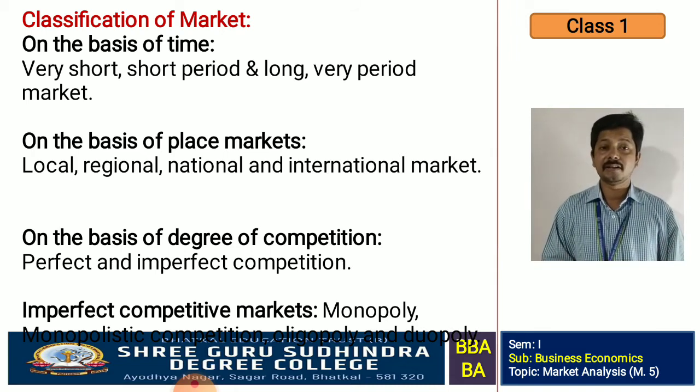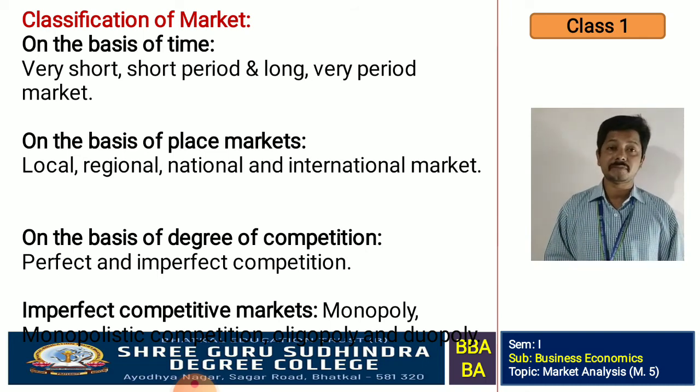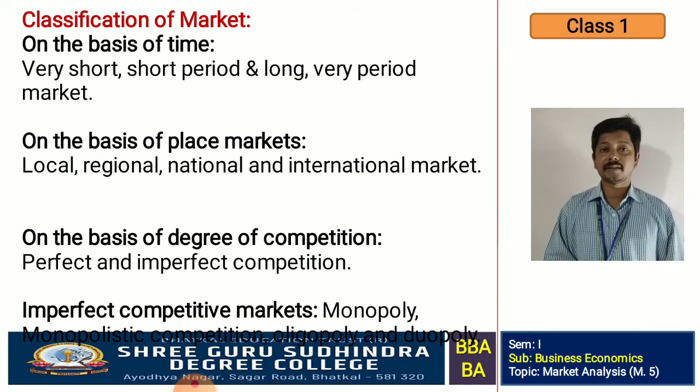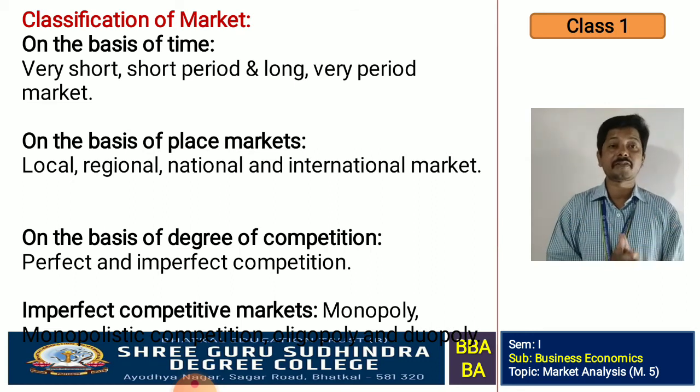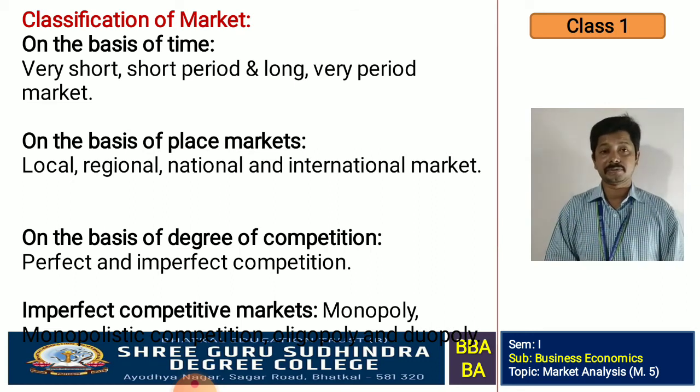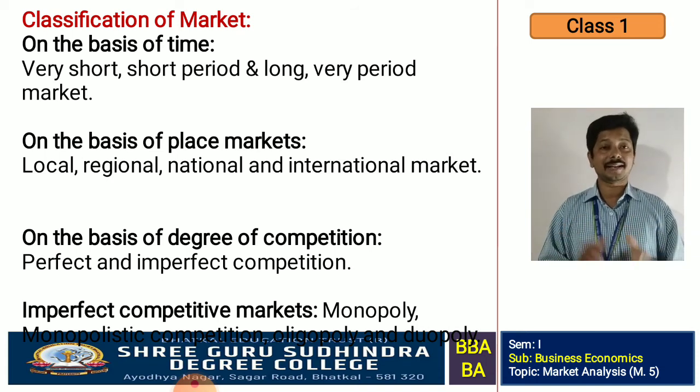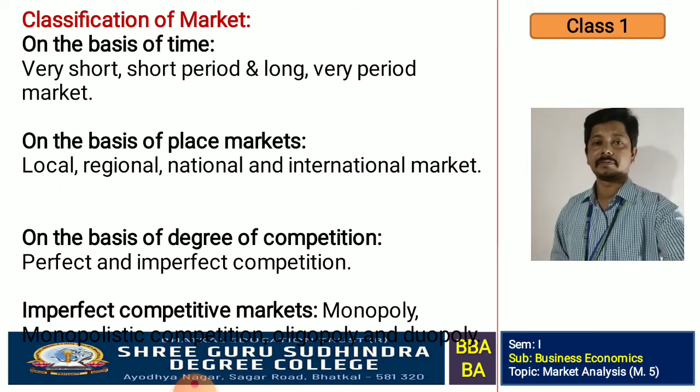On the basis of degree of competition, there are the very important perfect and imperfect competitions, right? Perfect competition and imperfect competition. In imperfect competition, there are monopoly, monopolistic competition, duopoly, and oligopoly. These are the different market structures we can observe, right? So this is a brief on the classification of market.